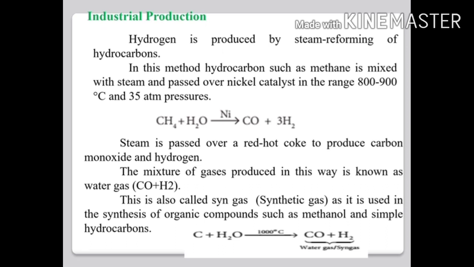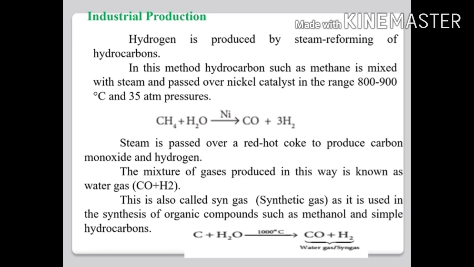A catalyst does not take part in the chemical reaction but alters its speed. Here nickel acts as a catalyst and increases the speed of the chemical reaction. So the hydrocarbon reacts with steam in the presence of nickel, producing carbon monoxide plus hydrogen.